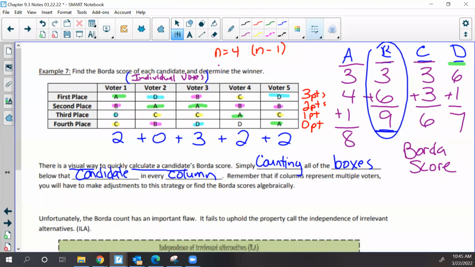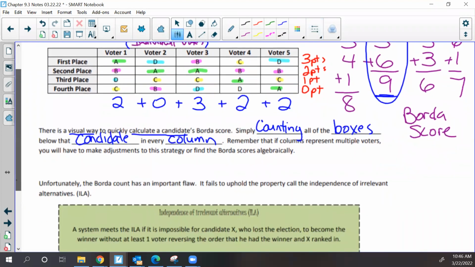Isn't that crazy? Now, this only works when we have individual voters in these preference ballots. This does not work when we have multiple votes in these columns. You've seen them both ways. This only works with the individual votes that are set up like this. But you can do that really fast. You don't have to go across, count all the first place finishes, and multiply by how many points. It's really quick visually. Nice little quick shortcut you guys can use. And it works for all the candidates.